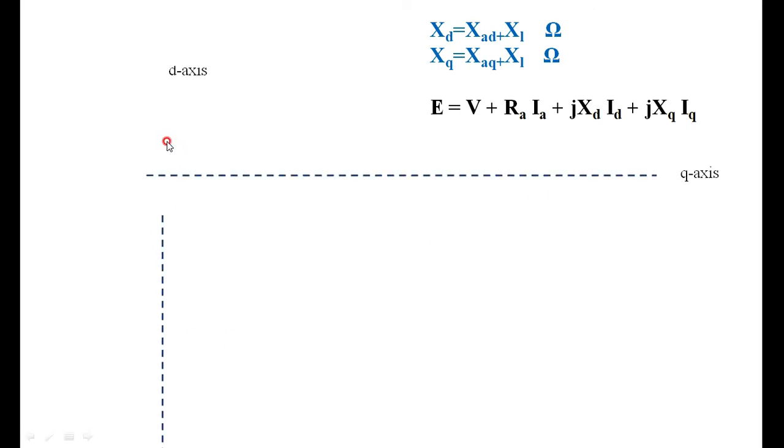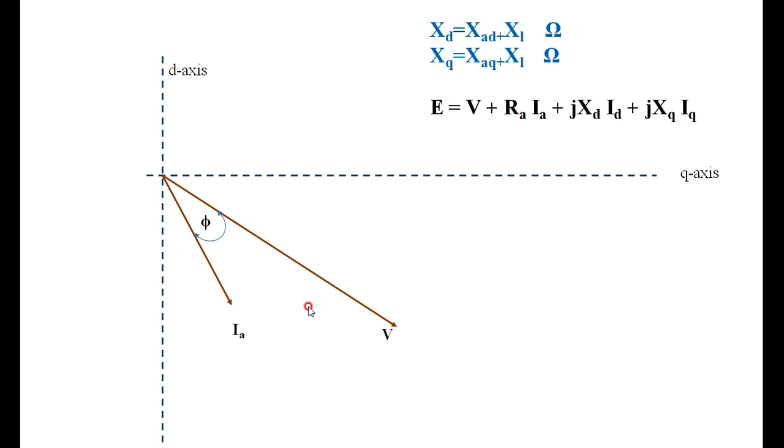But here you have two reactances apart from the resistance. Therefore, your induced voltage will be the vector sum of the terminal voltage V plus IRA drop plus IDXD drop and IQXQ drop. Then how to draw the vector diagram for this? First you have to draw the d axis and q axis. Then E should lie along the q axis. Therefore, arbitrarily I am taking the voltage V, considering a lagging power factor current I, and then I am resolving this IA into two components, that is ID and IQ.